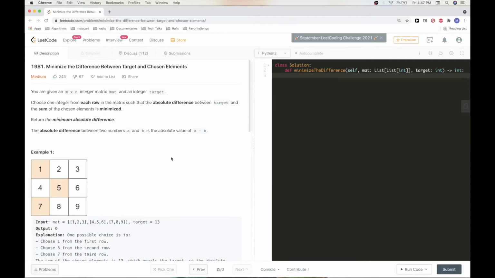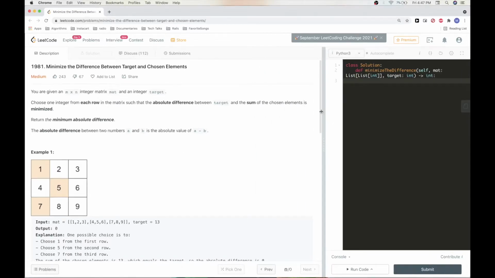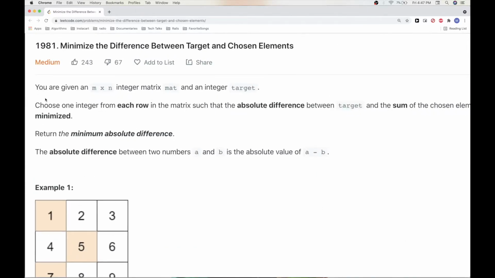Hello, so today we are going to take a look at this problem called minimize the difference between target and chosen elements. What the problem says is we have an m by n integer matrix and a target value. We want to choose one integer from each row in the matrix such that the absolute difference between target and the sum of those chosen elements is minimized.